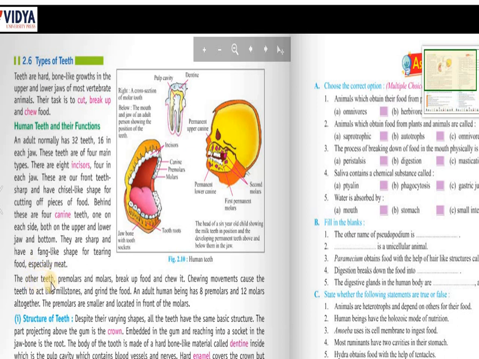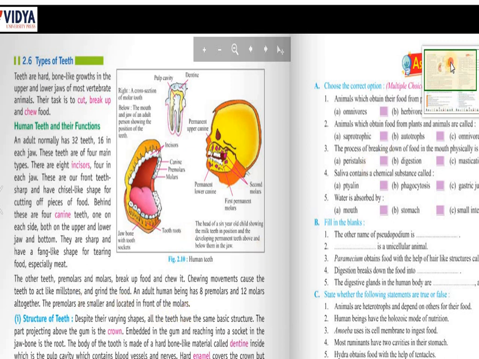The other teeth, premolars and molars, break up food and chew it. Chewing movement causes the teeth to act like millstones and grind the food. An adult human being has 8 premolars and 12 molars altogether. The premolars are smaller and located in front of the molars.